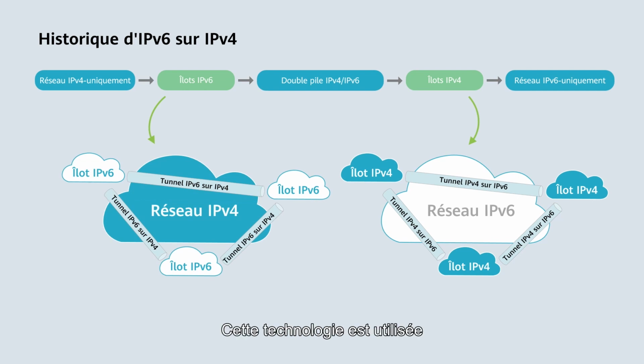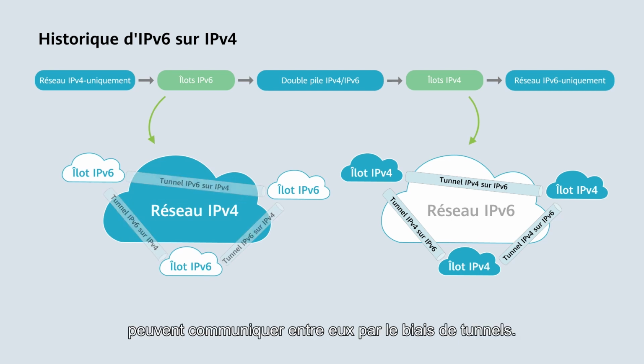This technology is used in the early stage of IPv4 to IPv6 transition. In the early stage of the transition, the backbone networks are still IPv4 networks, and carriers wish to establish communication between local IPv6 networks. IPv6 over IPv4 offers fast tunnel deployment. By doing so, isolated IPv6 networks can communicate with each other through tunnels.